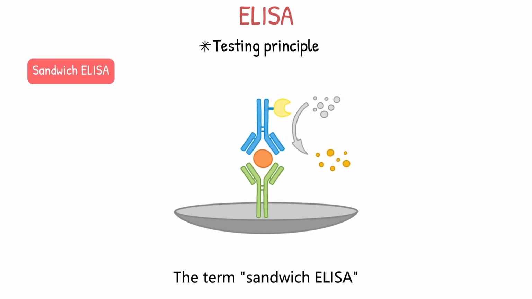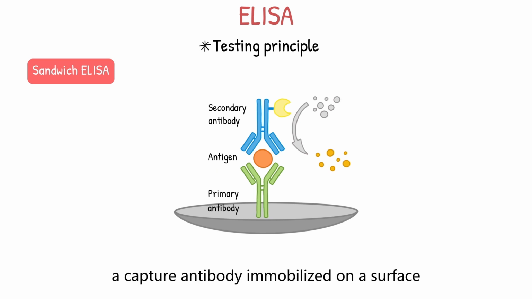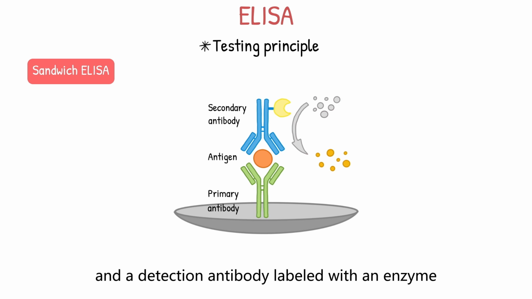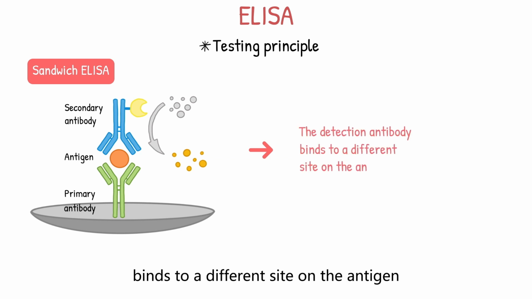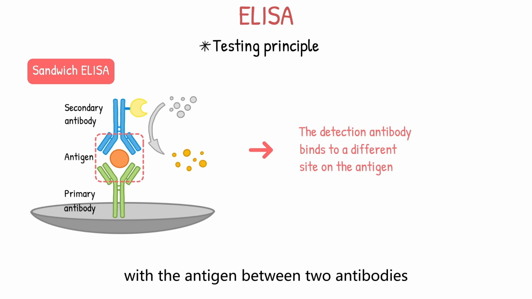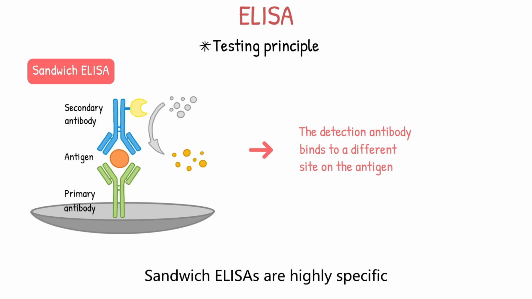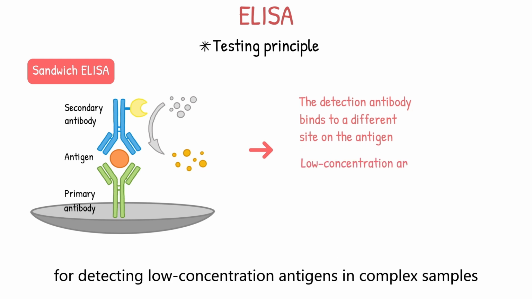The term sandwich ELISA refers to an ELISA technique in which the target antigen is sandwiched between two antibodies: a capture antibody immobilized on the surface and a detection antibody labeled with an enzyme. The capture antibody selectively binds the antigen from the sample, and then the detection antibody binds to a different site on the antigen. This sandwich formation, with the antigen between two antibodies, gives the technique its name. Sandwich ELISAs are highly specific and sensitive due to the dual recognition of the antigen, making them suitable for detecting low concentration antigens in complex samples.